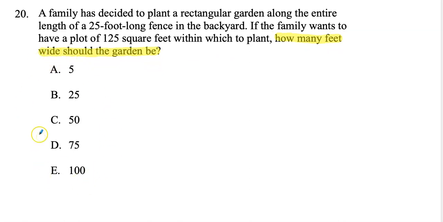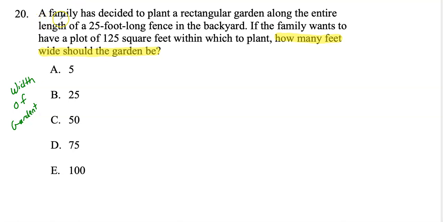So now I know my answer choices represent the width of the garden. Should the garden be 5 feet wide, 25 feet wide, 50 feet wide, 75 feet wide, or 100 feet wide? You could even write off to the side width of garden so you don't forget. Width of garden. So you know exactly what your answer choices represent.